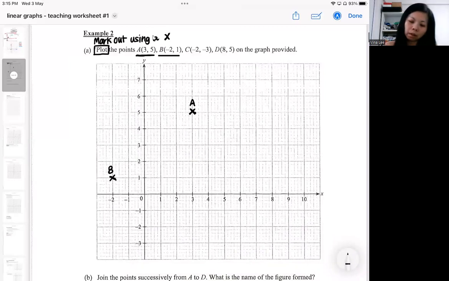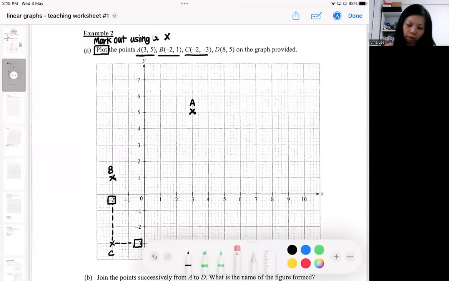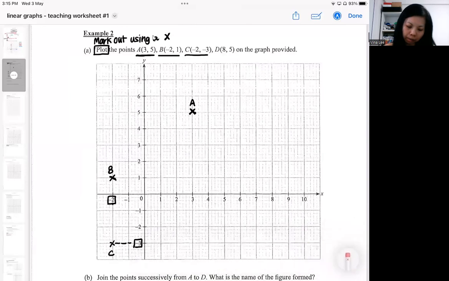Okay, then the next one, (-2, -3). So -2 on the x is here, -3 on the y is here. So that's where they meet. So that point will be the coordinate C. So again, you can remove the dotted line.